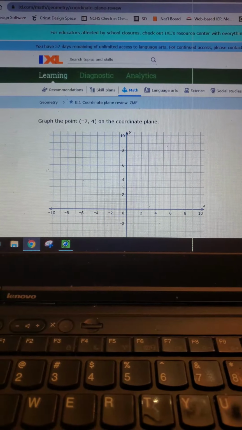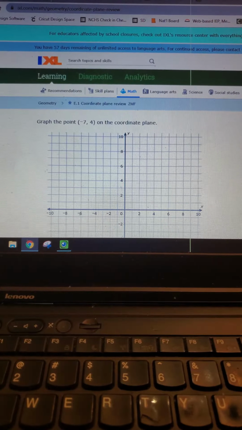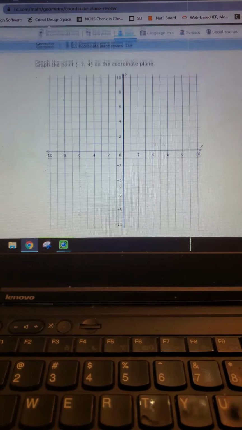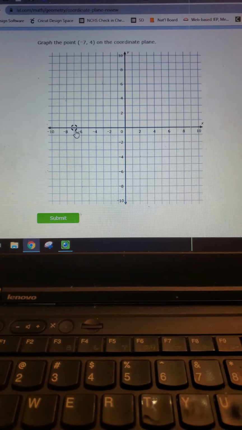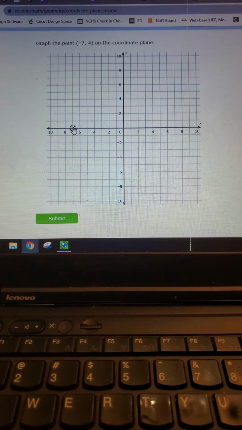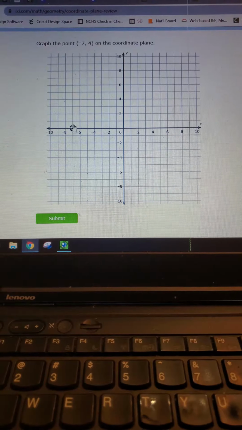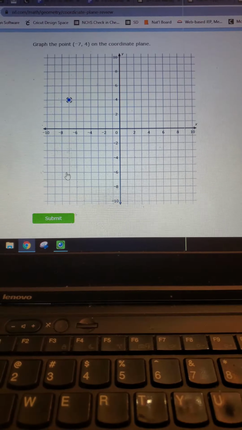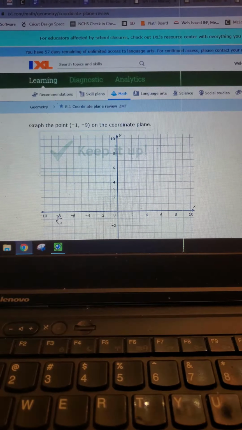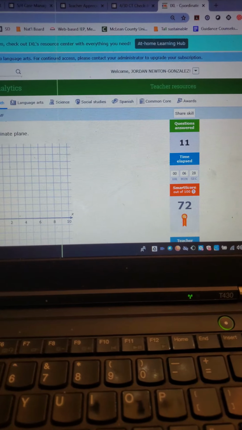And one more and I'll be at 70. Graph the point -7, 4. So that -7 tells me I go left 7. And that's a +4, so I'm going up 4. So -7, +4, and there's my point. And then I've met my SMART score of 70.